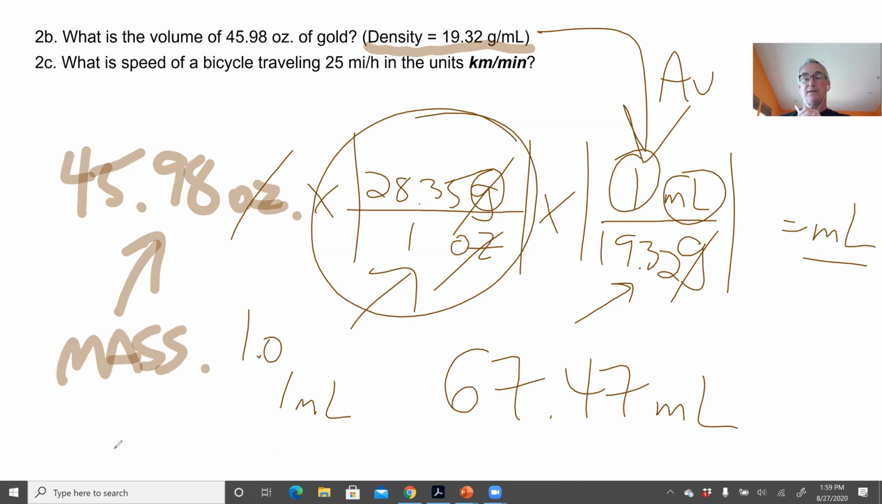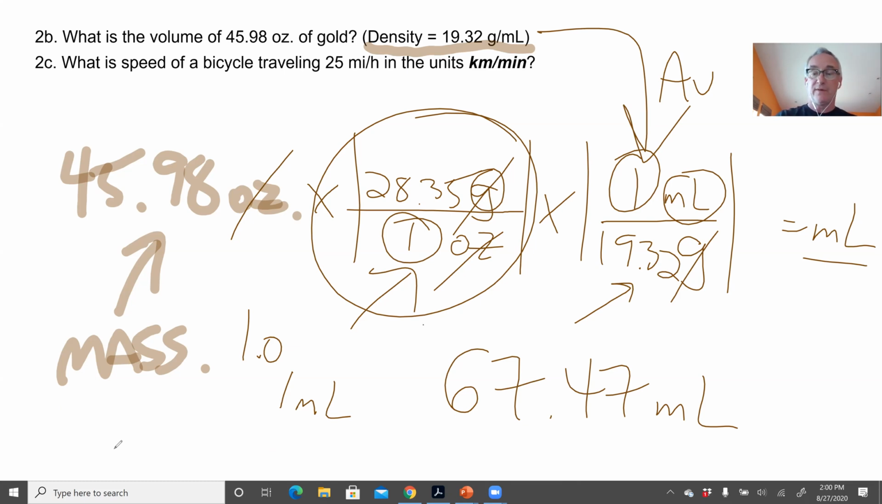Whenever you're counting something, it's an exact number. So like there's not 12.0000000 eggs in a dozen. I just say there's 12. But because it's a count, it's an exact number. Yeah, that's a really good point, because we're not measuring an ounce, we're defining an ounce. And so that has an infinite number of significant digits.